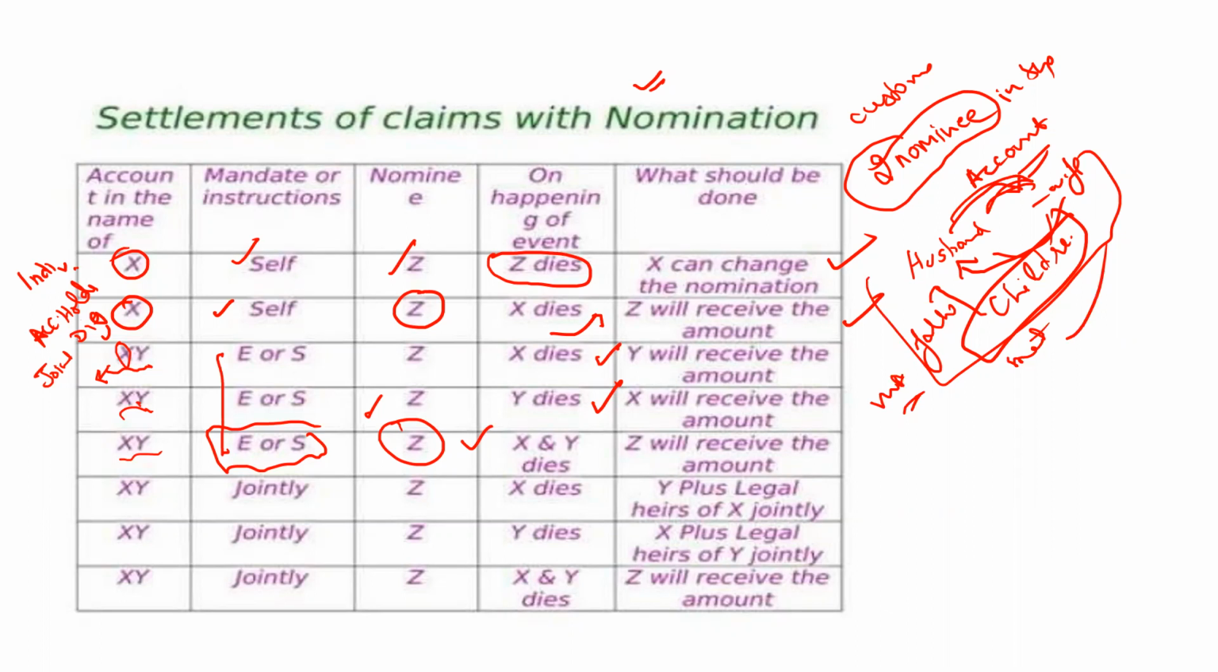Till now there is no regulation from the RBI regarding that, but in the upcoming time we expect regulation regarding 2 or 3 nominees.